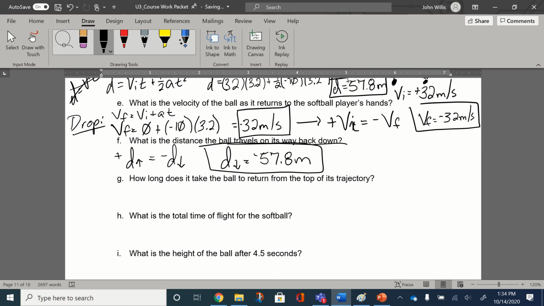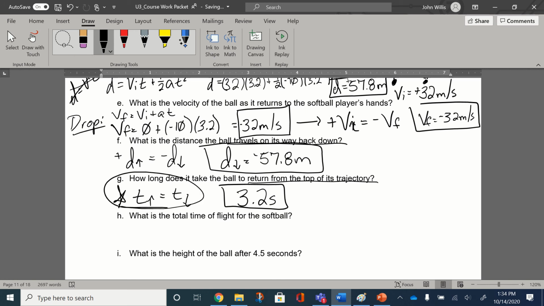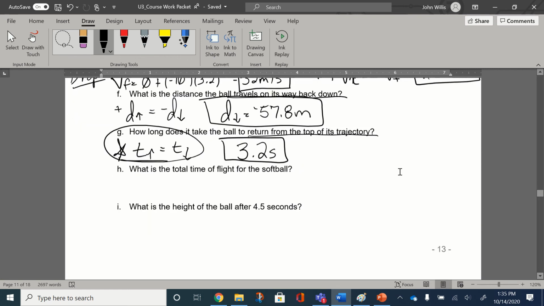How long does it take for the ball to return from the top of its trajectory? Again, just asking about the second half. Time up is equal to the time back down. There are no positives or negatives here. Be careful. So it's still just 3.2 seconds. If I am asking you to show work, I do need to see this. I understand that that is the correct way to look at it, but I need to make sure you understand that. So if you're not going to do an equation, if you're not going to do a calculation, you've got to show me that you recognize that.